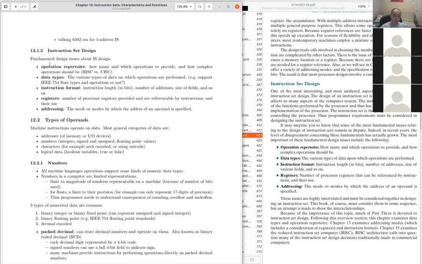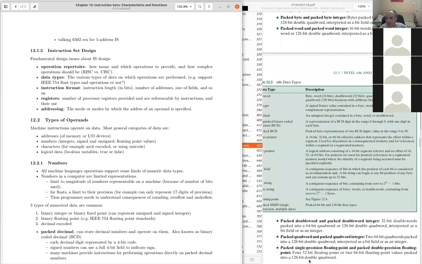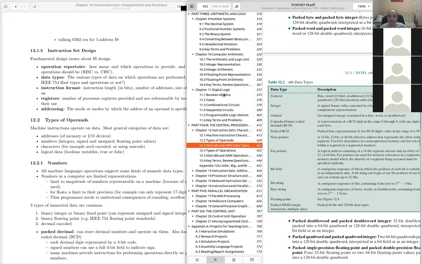You have to think about which operations you're gonna have in your instruction set, the data types. So in our previous chapters, we talked a little bit about these. If you wanna have floating point operations as part of your basic instruction set, you have to define how floating point types are represented in your computer memory. So this is not solely the integers, signed and unsigned integers, and floating point types. So here was a list of the data types in the x86 architecture from table 12.2.